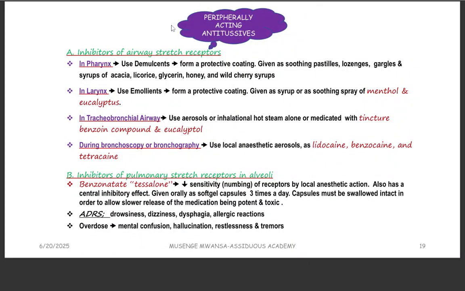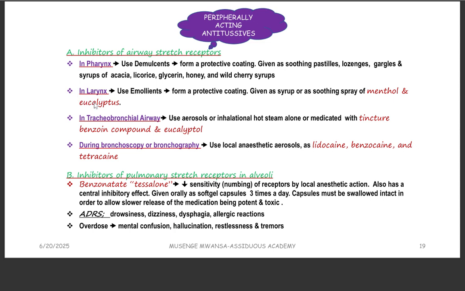So the peripherally acting antitussives, these ones are inhibitors of airway stretch receptors. In the pharynx, you can use demulcents, which form a protective coating. It is given as a soothing pastille or lozenges, if you've heard of this one. Okay, it's a common one that's given, the lozenges. Someone is having this cough, it will actually help to relieve pain in the airways. And then also gargles and the syrups of acacia. Okay, so all these will work in the pharynx.